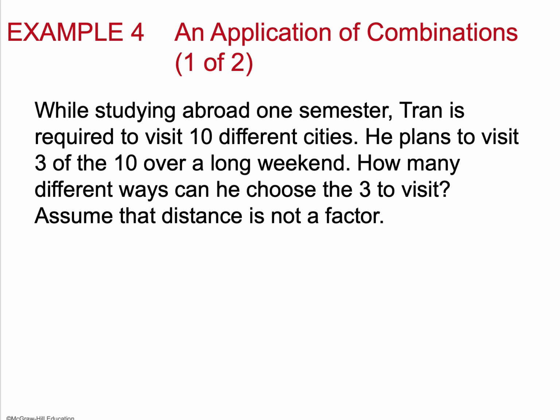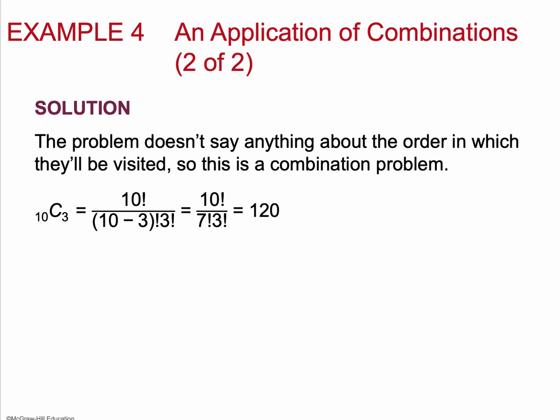So an application of combinations would be this type of problem. While studying abroad one semester, Tran is required to visit 10 different cities. He plans to visit 3 of the 10 over the long weekend. How many different ways can he choose the 3 to visit? Well, they're not telling me I have to visit things in a specific order, so I'm going to use a combination. I have 10 possibilities and I'm picking 3.